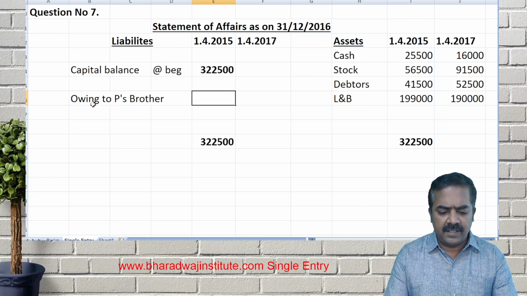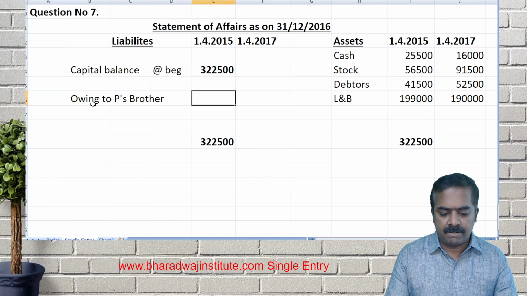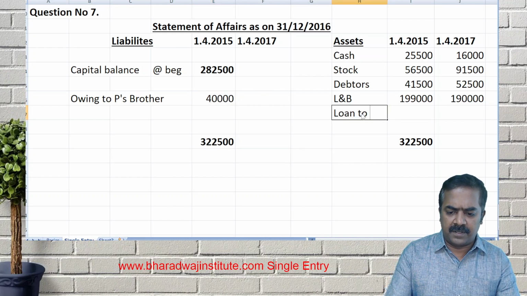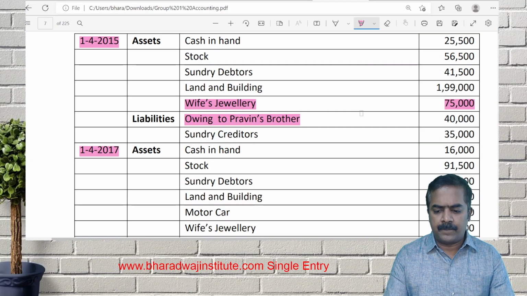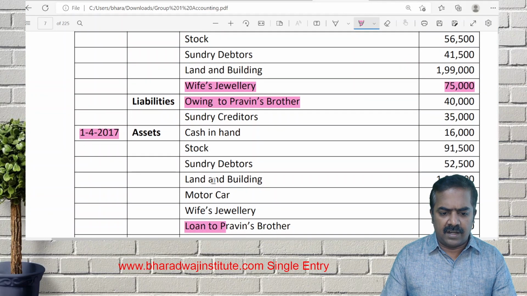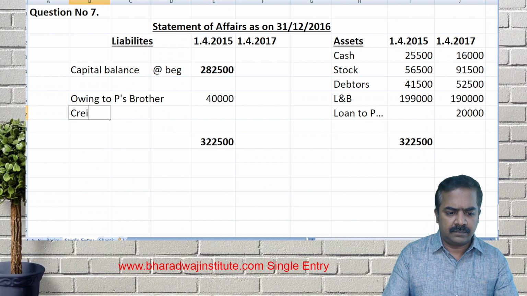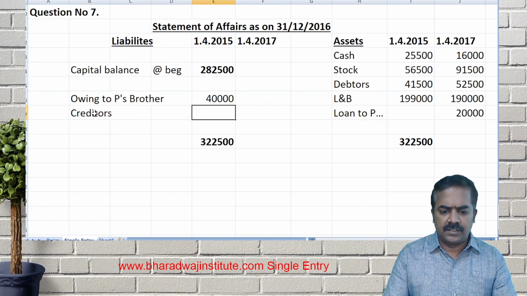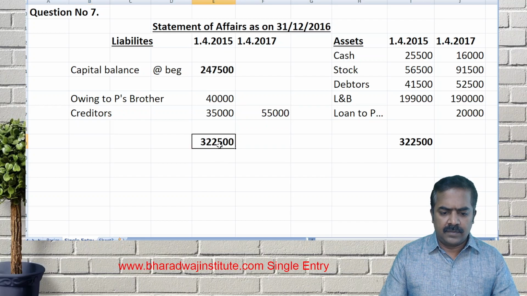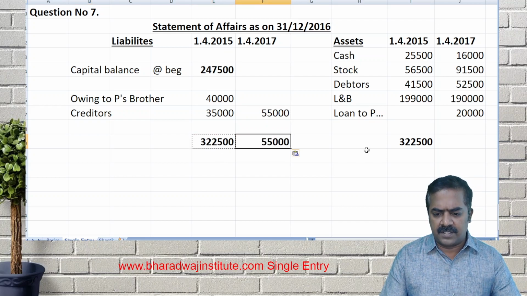How much liability? 40,000. Opening balance 40,000. Then loan to Praveen's brother, closing balance 20,000. Then where in the liability? Creditors. Creditors, how much? 35,000. Closing balance 55,000. The assumption is the loan is taken for business purpose.